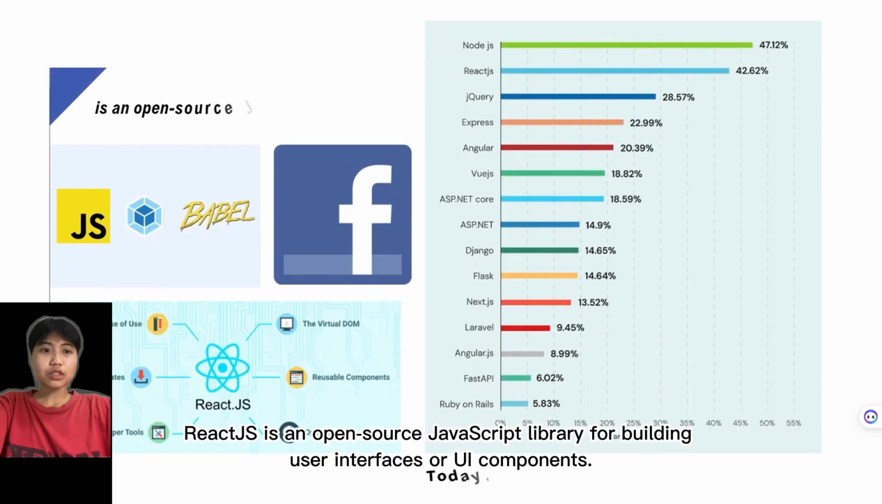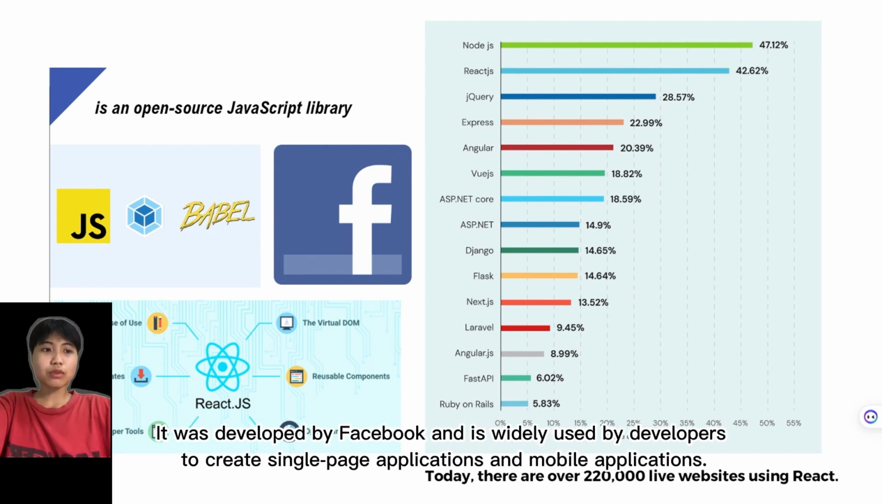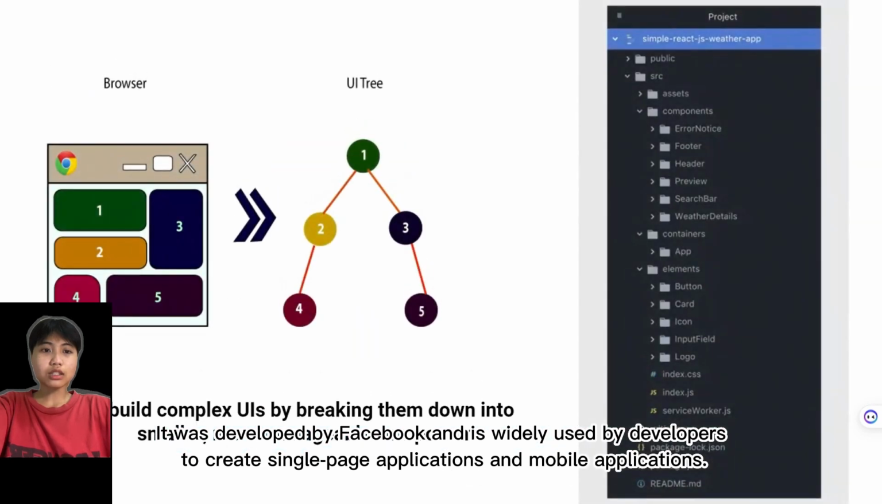ReactJs is an open-source JavaScript library for building user interfaces or UI components. It's developed by Facebook and is widely used by developers to create single-page applications and mobile applications.